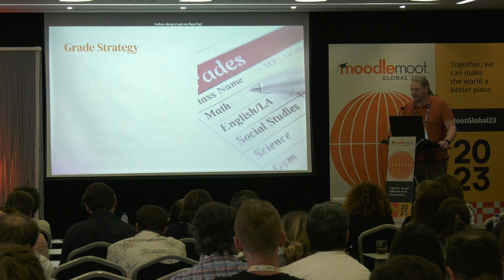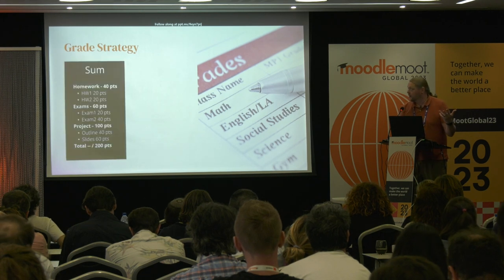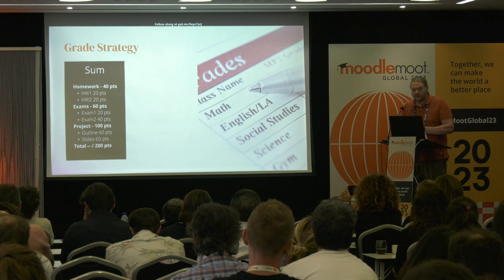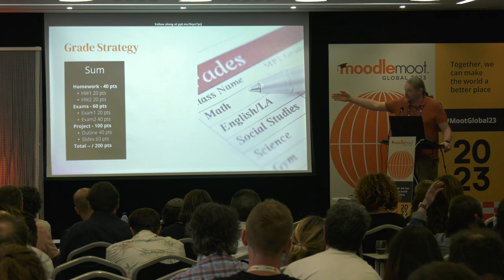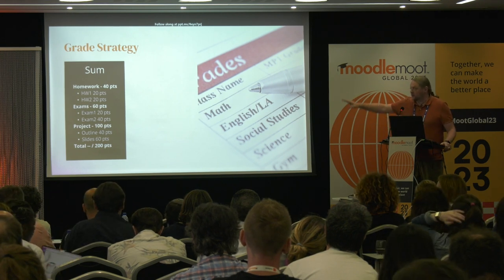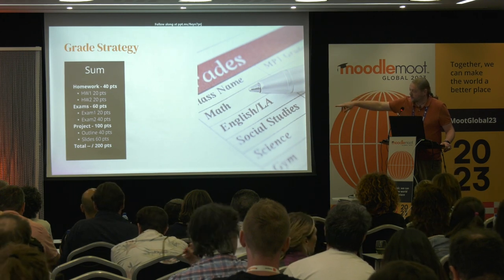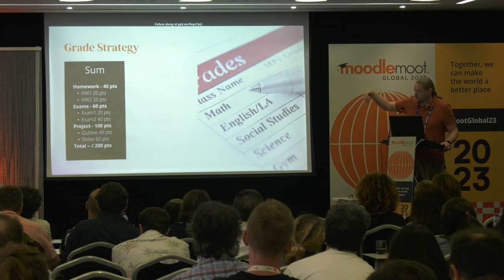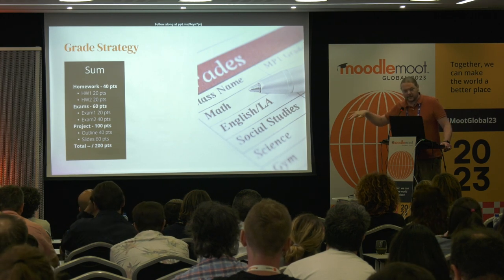So let's talk about grading strategy. Now, there are two primary ways that I've seen higher education faculty reckon their grades. First of all is sum. Now, in a sum grading strategy, you have points, and they add up to a certain total. In this example on the board here, the sum of the whole course is 200 points. I have 40 points for homework, 60 points for exam, and 100 points for project. So homework is worth 20%, exams are worth 30%, et cetera, right? It's based on the total points that you have in these areas.